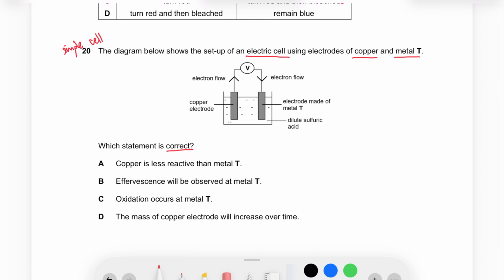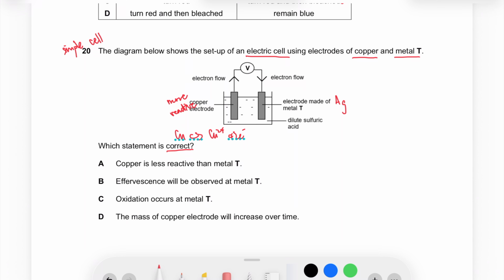From here you can tell the electron will always come out from the more reactive electrode. So in this case, copper will be more reactive. In other words, the electrode made of metal T must be less reactive than copper, most likely, for example, silver. So what happened at the copper electrode? Copper will oxidize to become copper 2 plus.